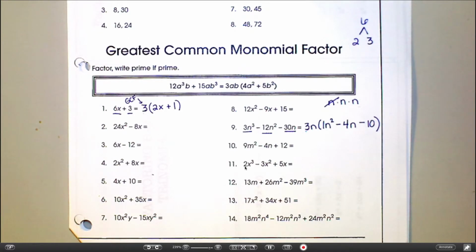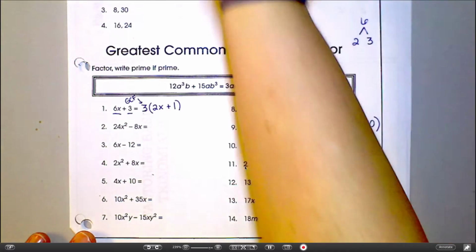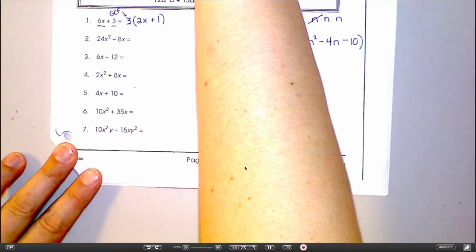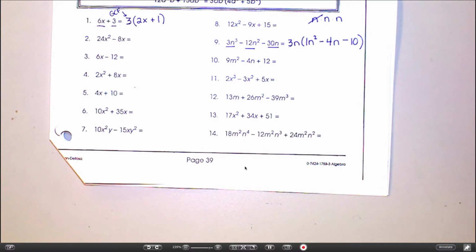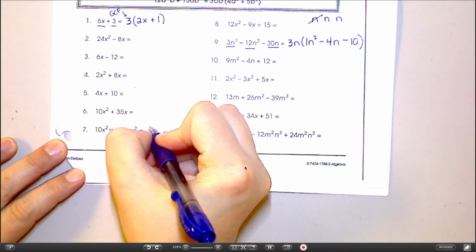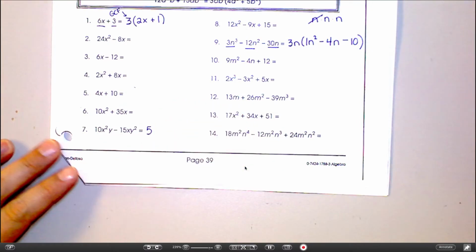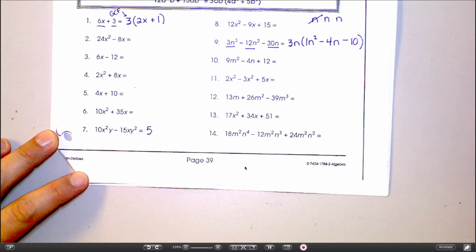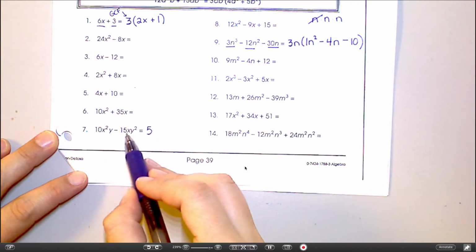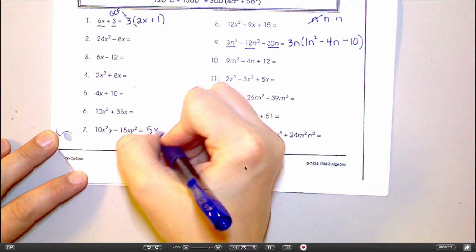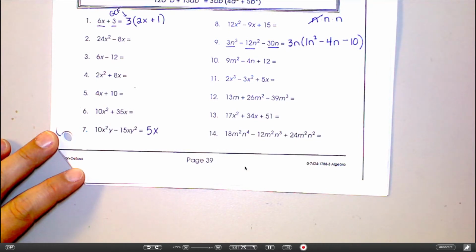Let's jump down to number 7. All right, start with the numbers. 10 and 15. What's the biggest thing that goes into those two? 5. Yep. How many x's can I take out? Just 1, right? Because this one has 2, but this one only has 1. So the most I can take is just 1. How about y's? Can I take out y's? I could take out 1y. Yep, so I'm going to take out 5xy.